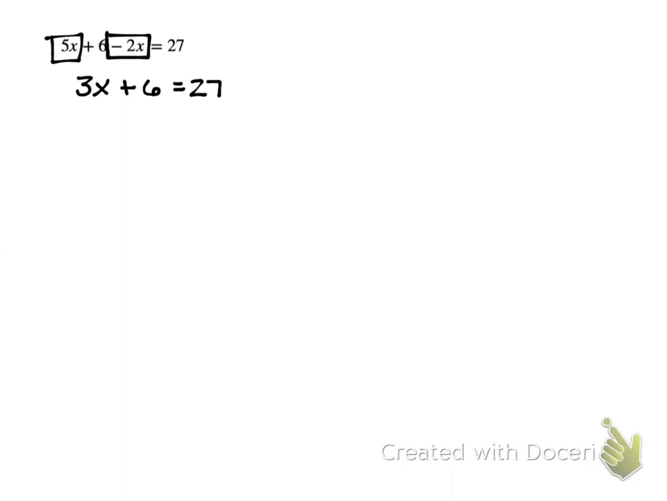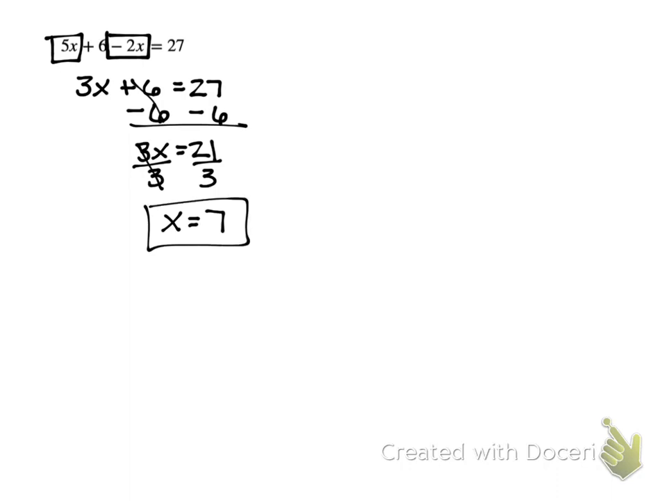What would my next step be? Good. Subtract 6 from both sides. So we have 3x equals 21. What am I going to do after that? Good. Divide by 3 on both sides. So x equals 7. Final answer.